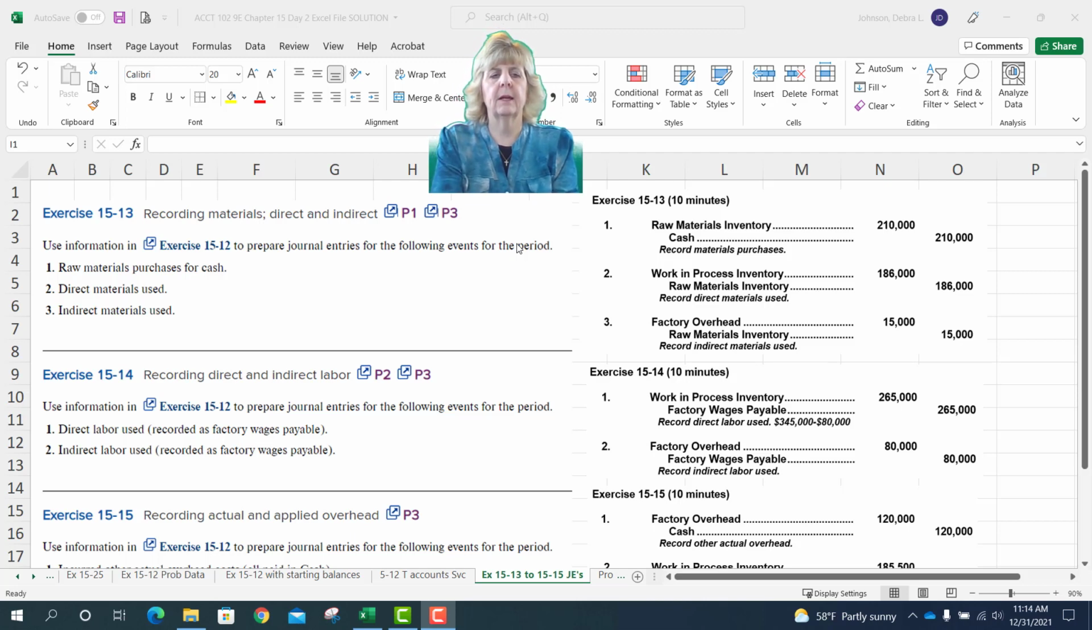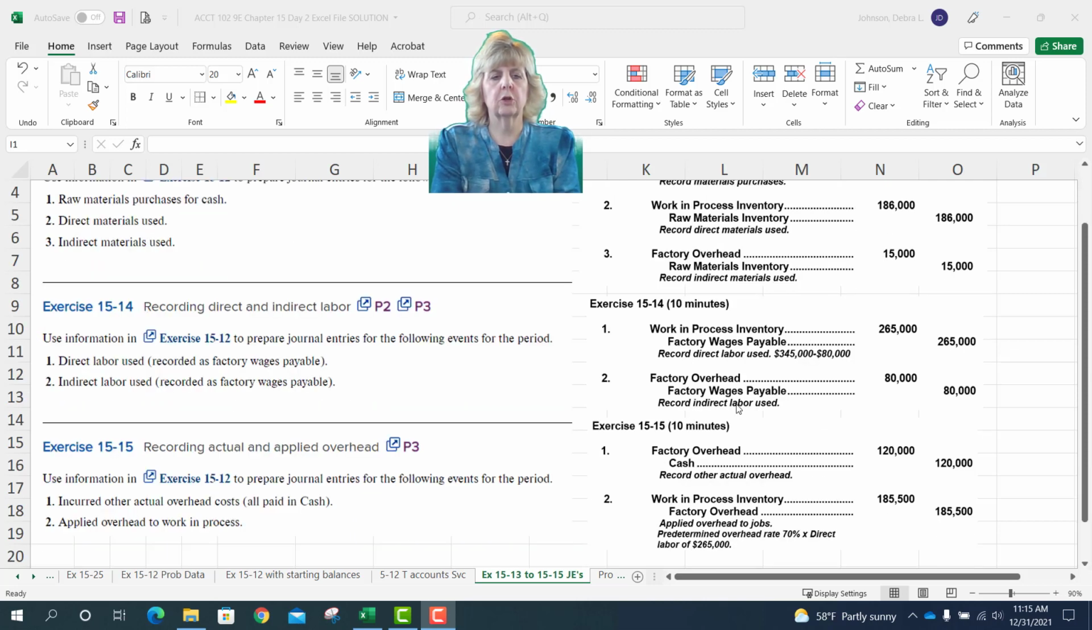Moving on, the next exercise deals with labor. The first one shows direct labor charged out to the jobs, and the second one shows the indirect labor. You'll notice that both of the credits were to the factory wages payable. It's a normal liability account. Some people want to do this journal entry in one compound entry. That would be fine as well. However, Connect is pretty explicit that they would like two journal entries.